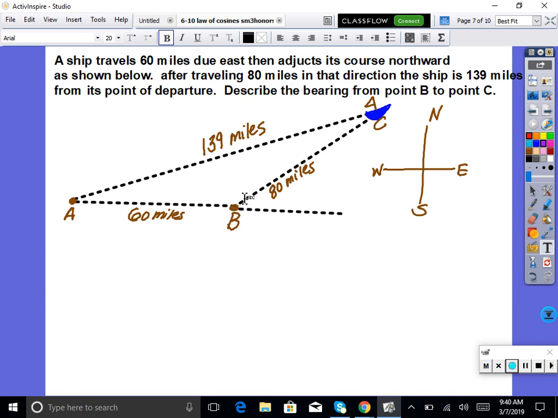So then notice it's adjusted and gone northward. It says after traveling 80 miles in that direction, the ship is 130 miles from its point of departure. It says describe the bearing from point B to point C. So anytime you're asked to tell a bearing from one place to another, I go to the starting point that they want us to be at. So that would be from B.